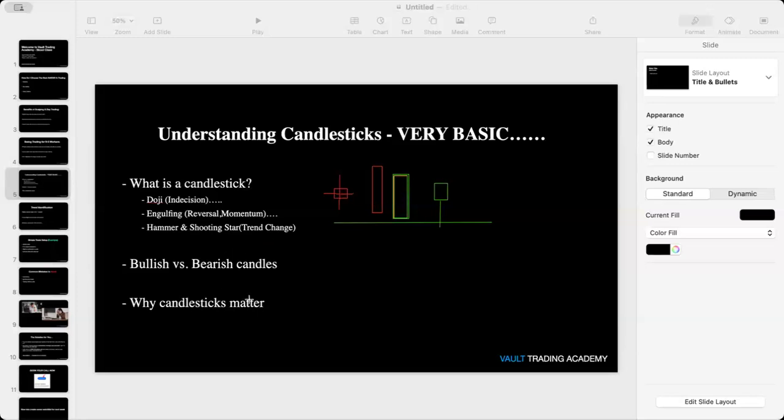So, why do candlesticks matter? Can anyone guess in the chat, or if you know, volunteer and let me know why candlesticks matter? Let me test some little knowledge here. Why do candlesticks matter to us? Anyone in the chat?